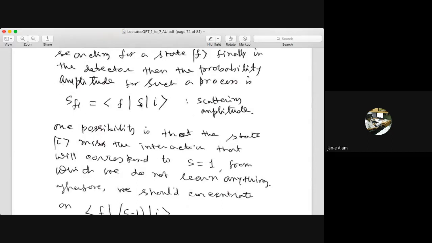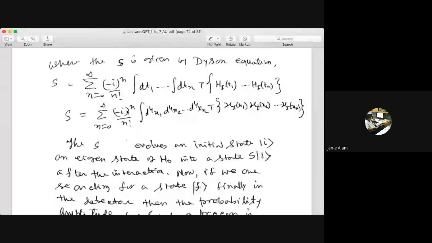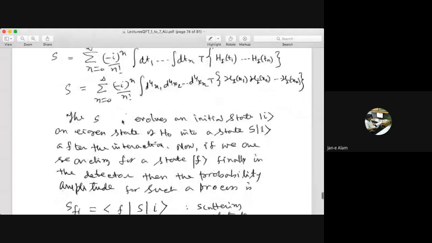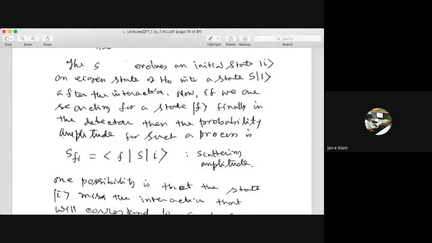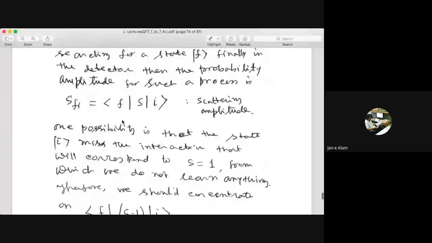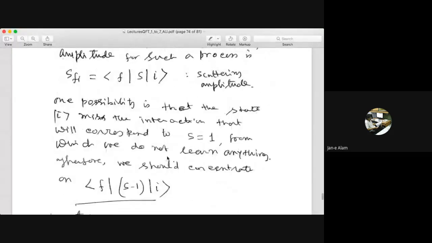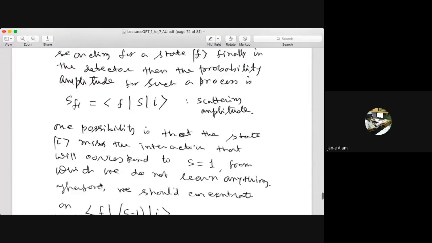Now, one interesting thing is that when the particles are coming, there is every probability that they will miss each other. They will not interact. So in this S, there must be a term 1. And this is really there. If you take n equal to 0 term, that is 1. That term is not interesting because there is no interaction. You will not learn anything. So sometimes what is done is that the matrix element is taken with S minus 1 between the initial state I and final state F, because from 1 you will not learn anything.